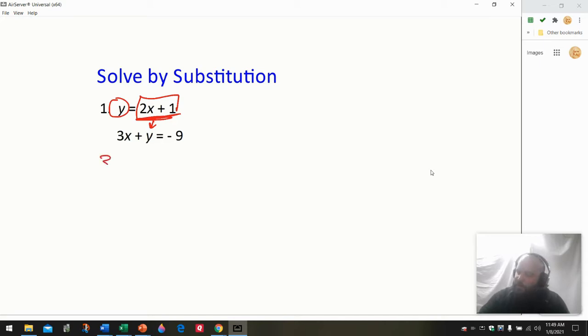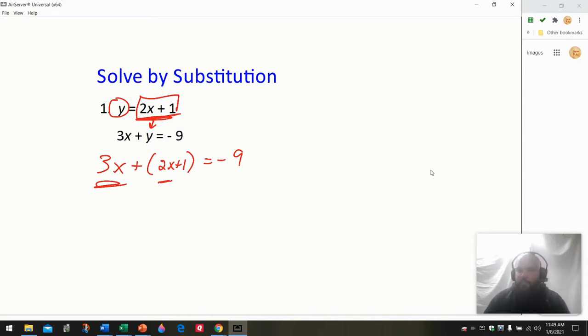So in this second equation, I'm going to take the 3x, I'm going to leave that alone, but in place of the y, I'm going to write 2x plus 1, and then I'm going to still leave it as equals negative 9, like that. Now, the reason why we do this is we now have one single equation that has only one variable. There are not two different variables. There are just x's. And if you remember, whenever you have variables that are the same, they can be combined because they are like terms.